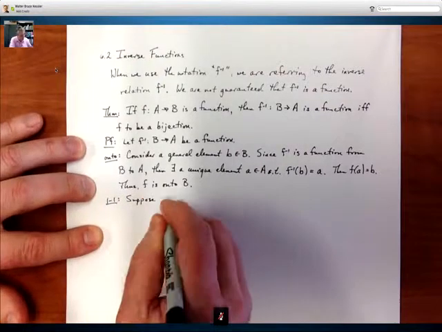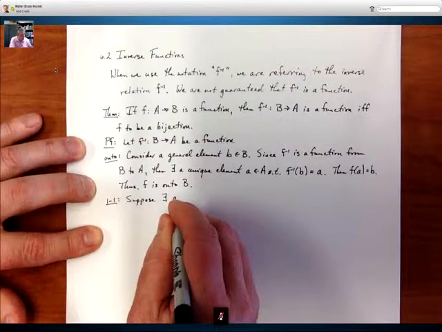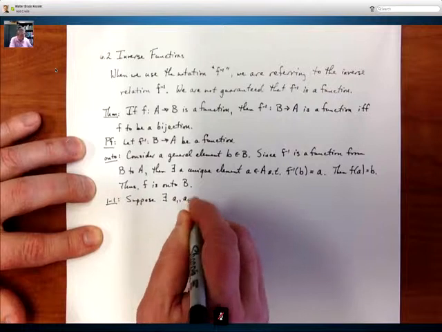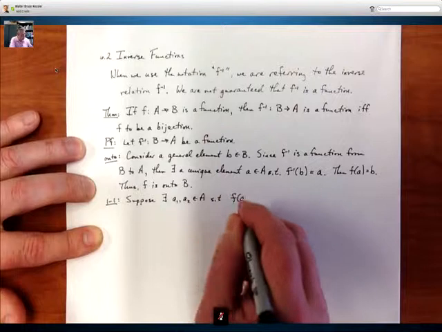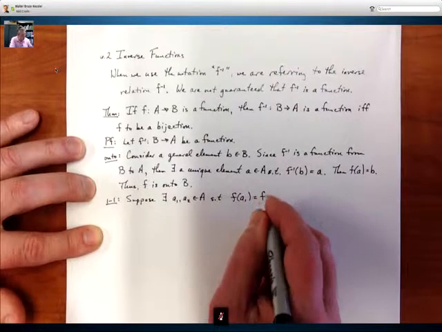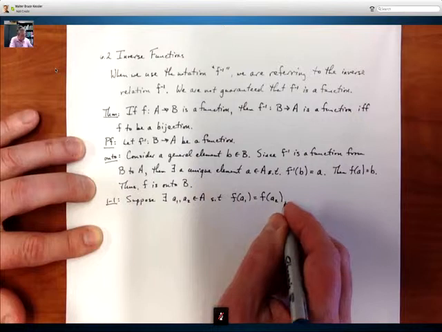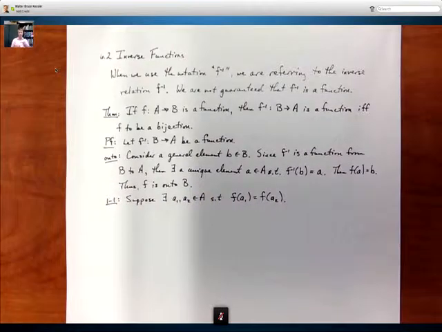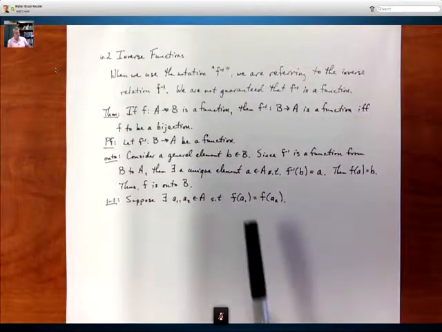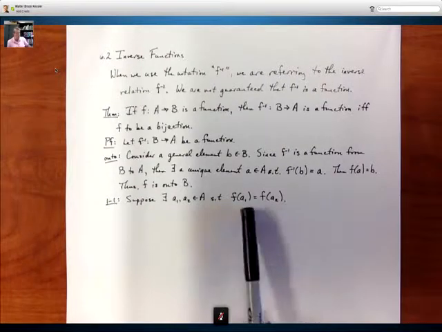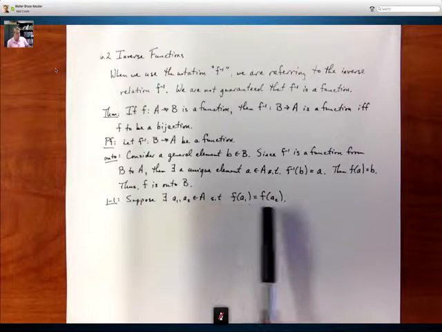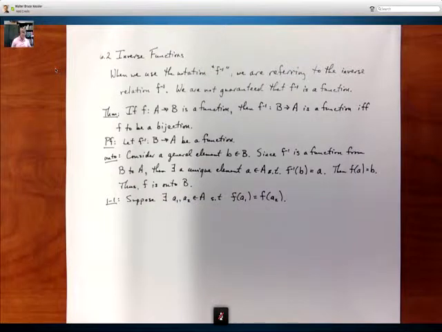So suppose there exist A1 and A2 in the set A such that F of A1 equals F of A2. Now, the goal here, if you remember what one-to-one means, is that if this happens, that A1 and that A2 would have to be the same element. They'd have to be equal to each other.